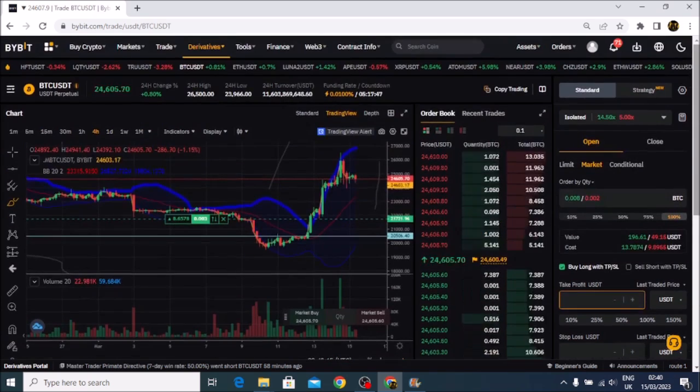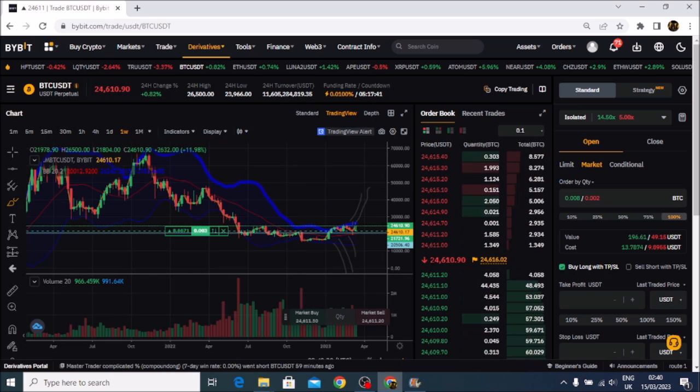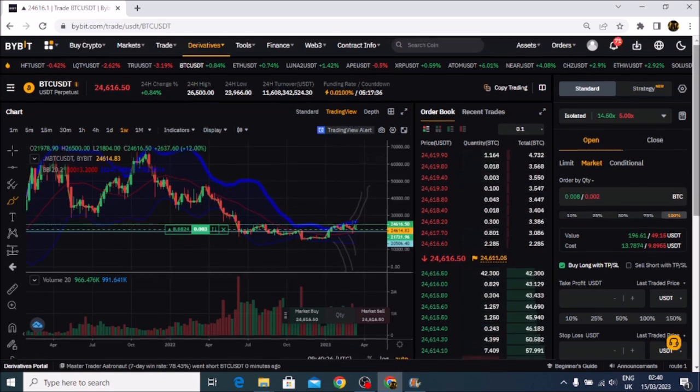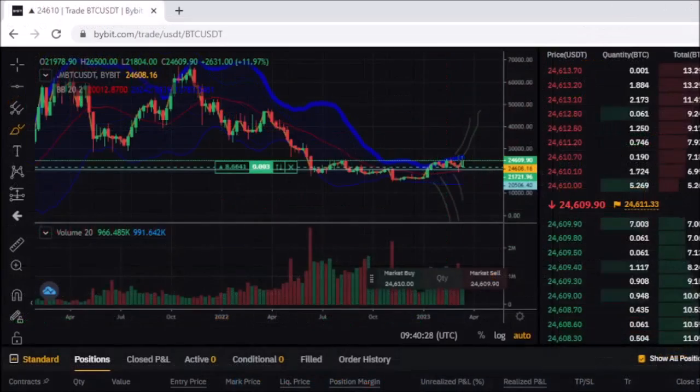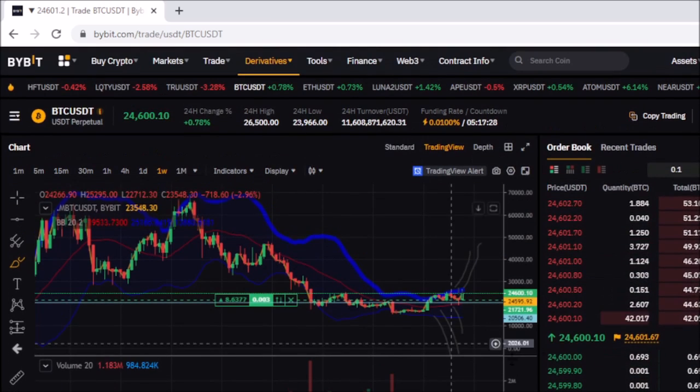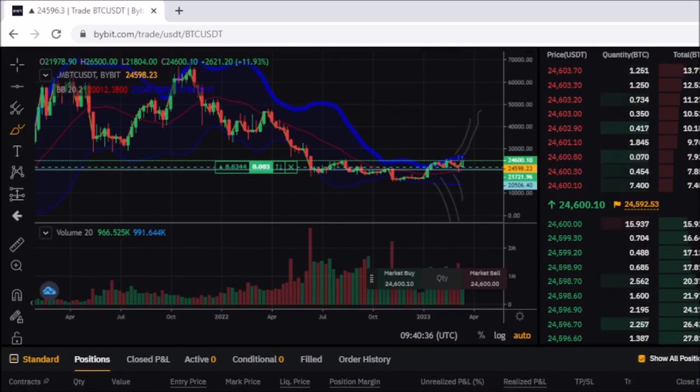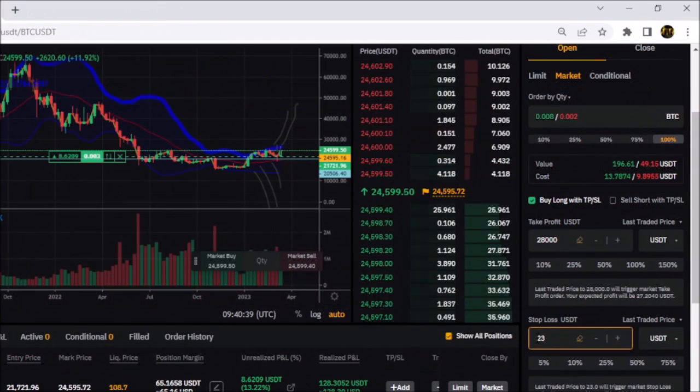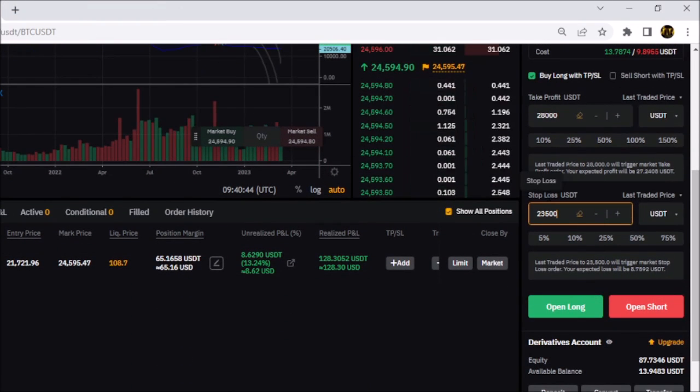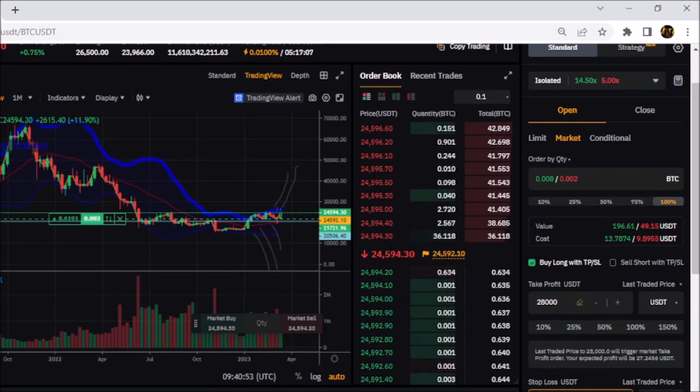So let me say I want to buy long, and I expect my price, right now I'm on 24,600 plus, to go up. I say that if at all it reaches 28,000, I should take profit, of course. And I say that I have bought at this price, but if at all it reaches 23,500, I should take the loss and remove from that price automatically. So once I say open long, automatically it will buy itself from this specific price.